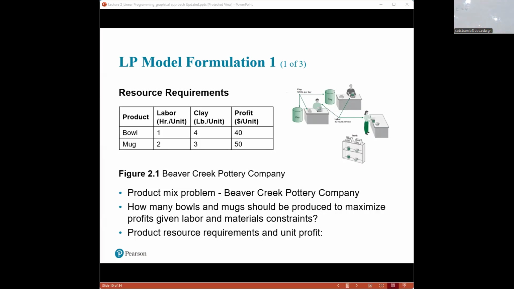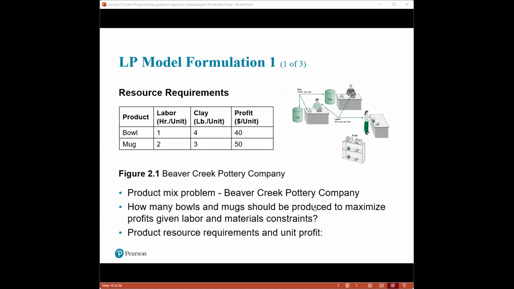First, identify the decision variables. Let X1 be what? The number of bowls to produce. X2 is the number of mugs to produce. It's very important to do that first.